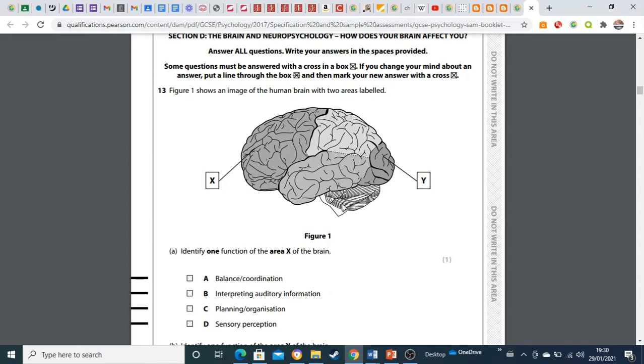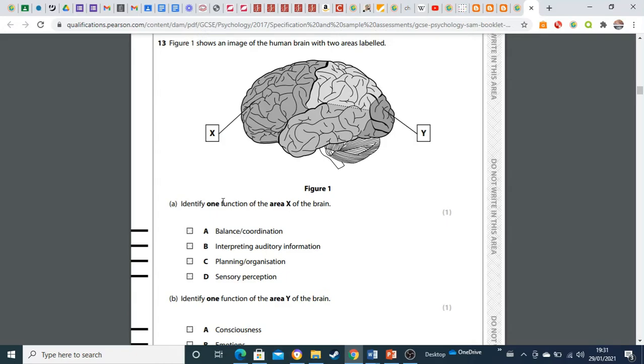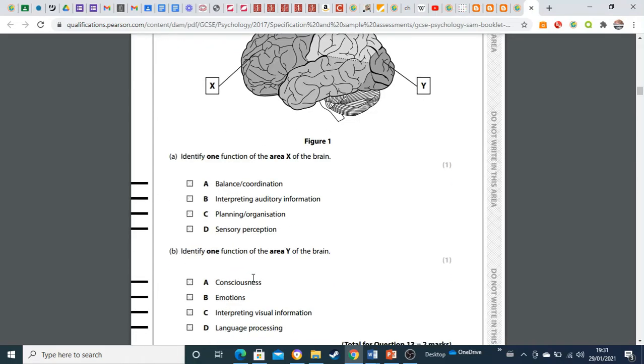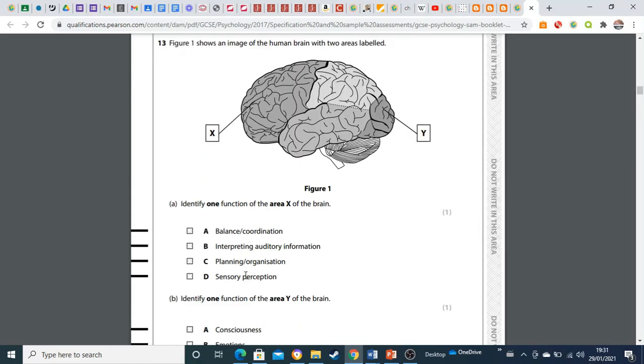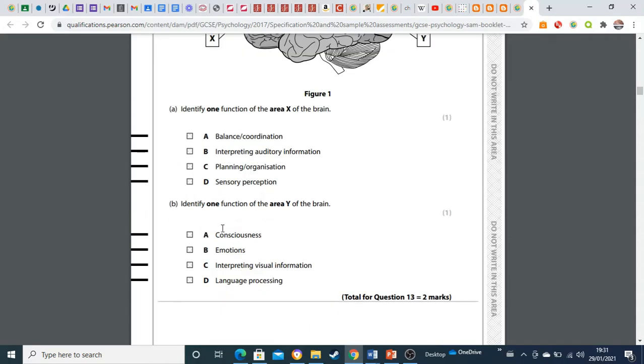So here it is. Figure 1 shows an image of the human brain with 2 areas labelled. These are easy questions, so let's see. Where is area X? What does area X do? Does it do balance, interpreting auditory information, planning, or sensory perception? Try and have a go now. Okay, if you said that it does planning and organisation, then you are correct.